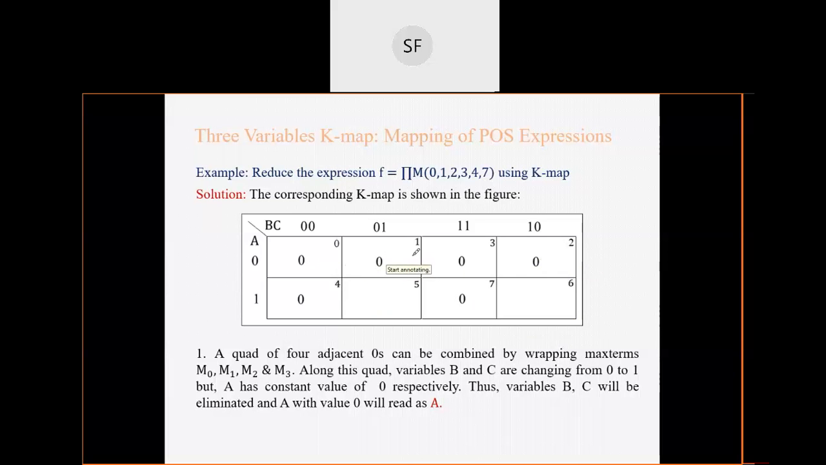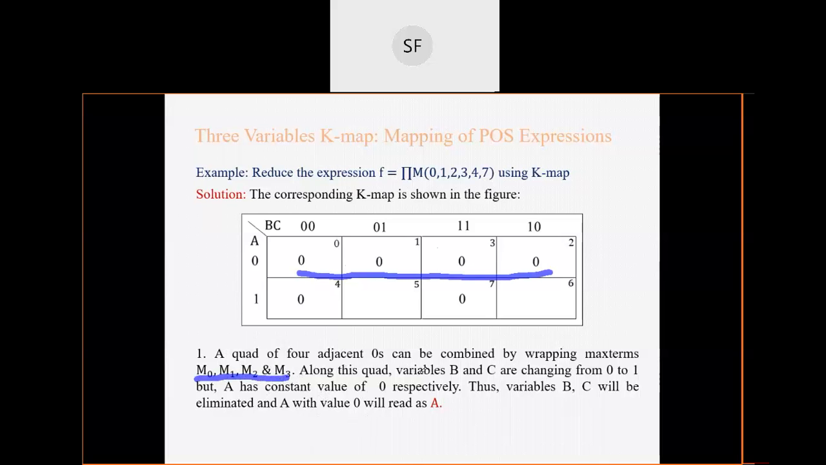Okay, these all are adjacent zeros, so you can just take the combination of all these fours first. Right, adjacent zeros, so you can take the combination of these four terms. So these max terms are nothing but 0, 1, 3, 2. Okay, so same thing I have explained here. A quad of four adjacent zeros can be combined by wrapping max terms. You can observe here these max terms. By combining these max terms, you can make a quad of four adjacent zeros.